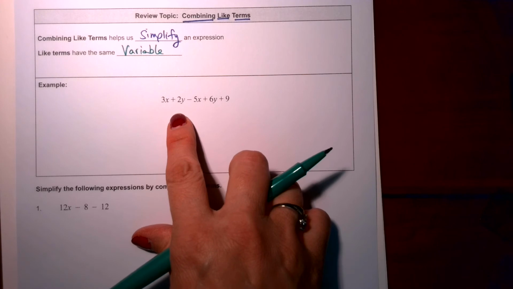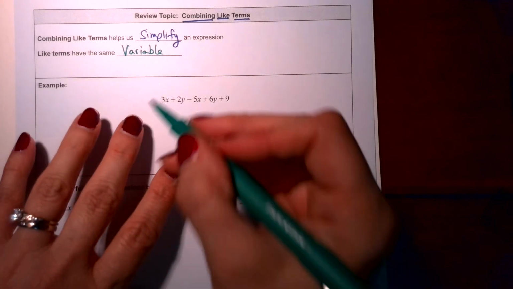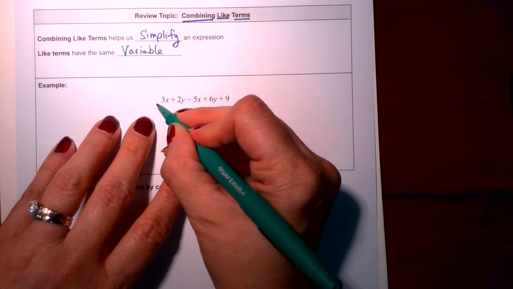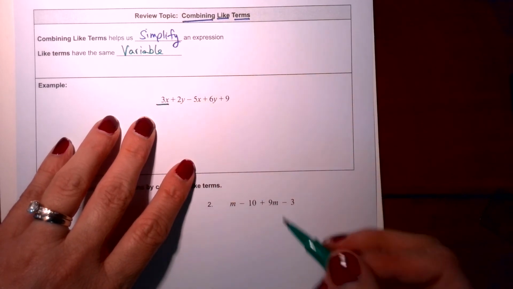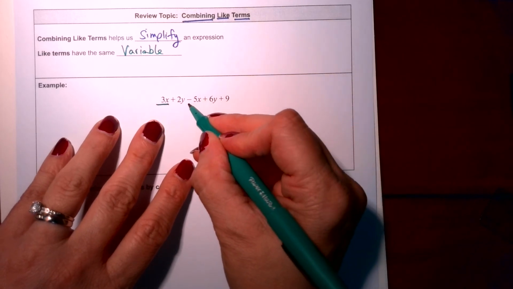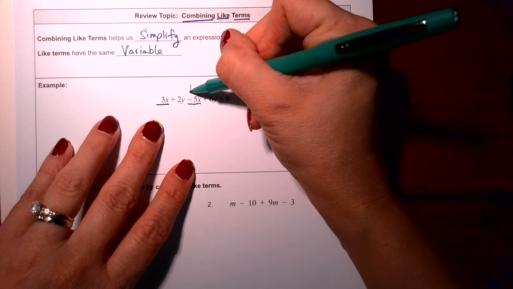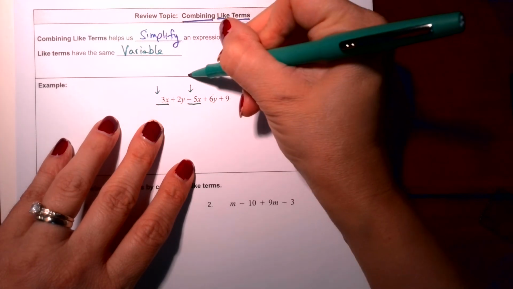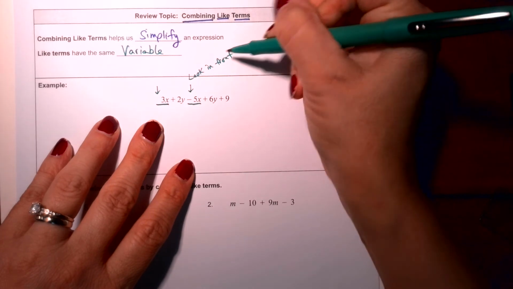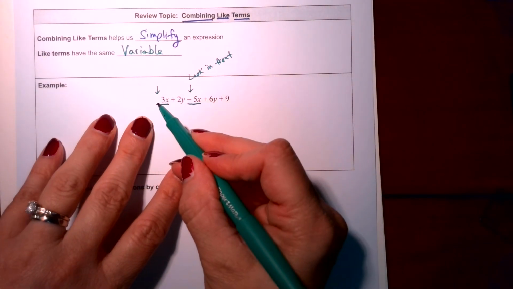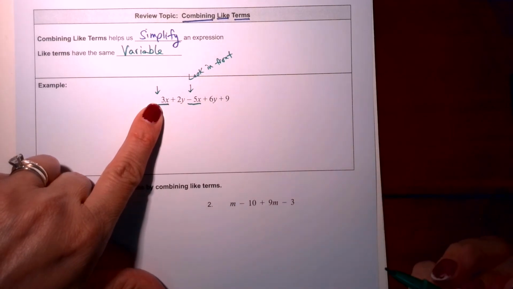Okay, so let's look at this example here. And if you have some colors, play along with me. I see a 3x. I'm going to give him a little green line. Oh, and I noticed that there's an x down here. Now something you have to make sure you do is you look in front to know the sign. If you don't see anything, is that a negative? No, that's a positive.